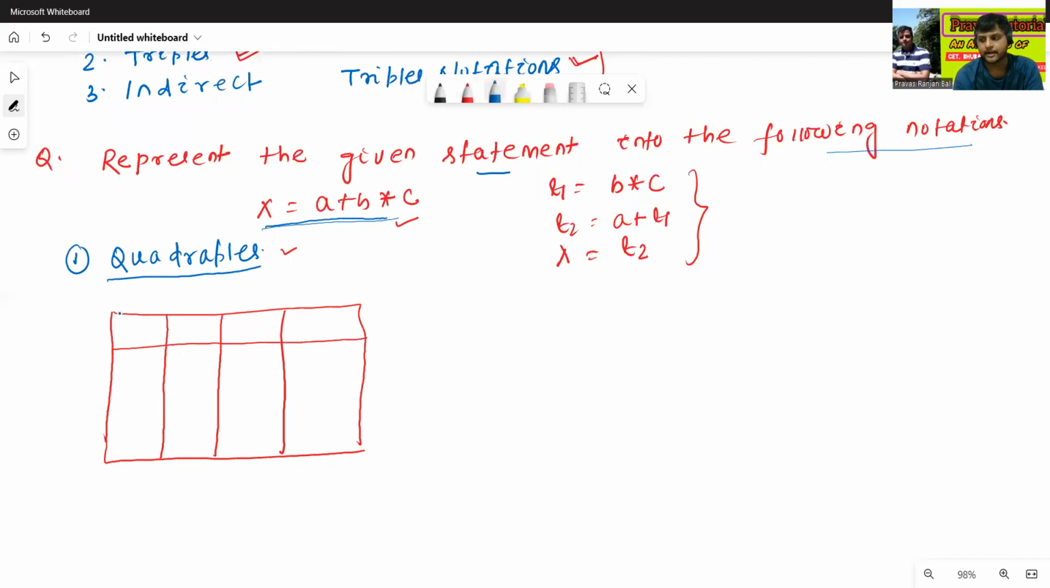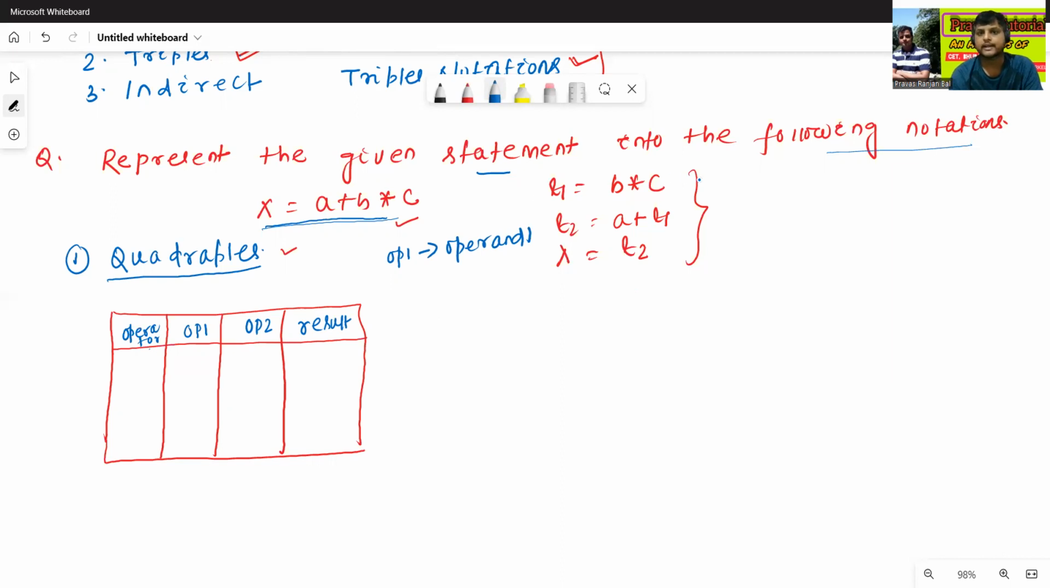The first one is called operator. The second one is called operand 1. The third one is called operand 2. The fourth one is called result. OP1 means operand 1. OP2 means operand 2. This is the result.